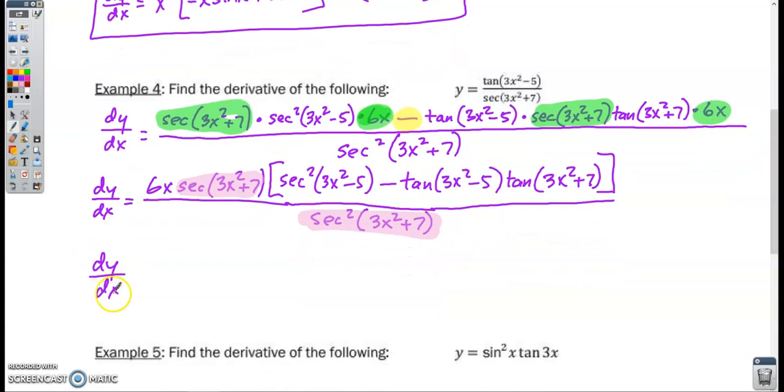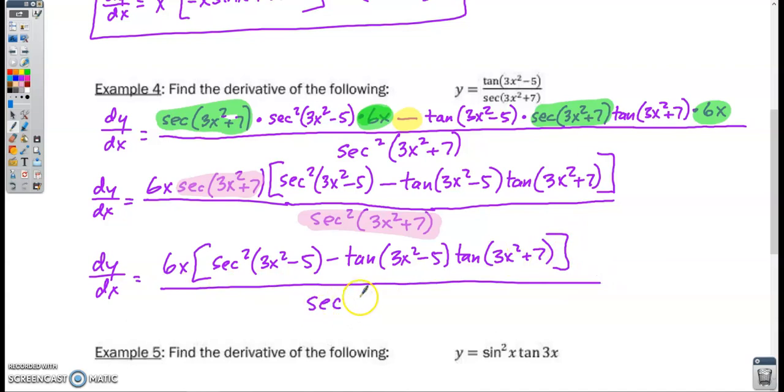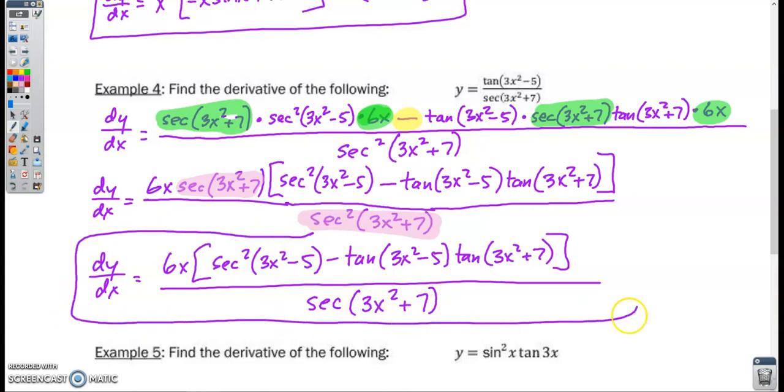And so we end up with dy/dx equals 6x times the quantity secant squared of 3x squared minus 5 minus tangent of 3x squared minus 5 tangent of 3x squared plus 7, all over. We got rid of one of those secants, so just secant of 3x squared plus 7. And there's my derivative in example 4.